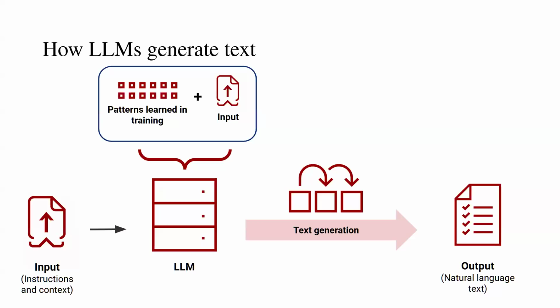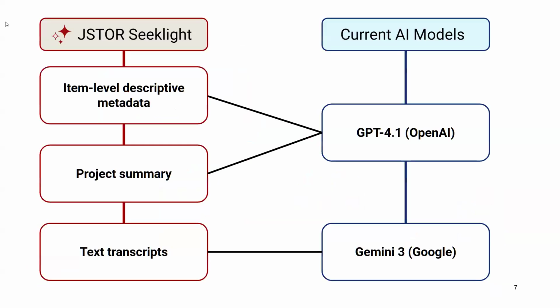Now, Seeklight currently uses two main models, GPT 4.1 from OpenAI and Gemini 3 from Google. So these are the LLMs that it uses. That said, we have designed Seeklight to be model agnostic, so we are not dependent on any particular model.